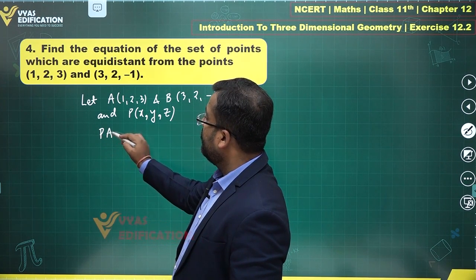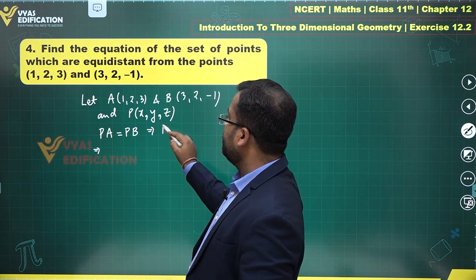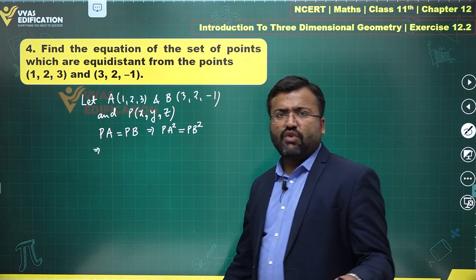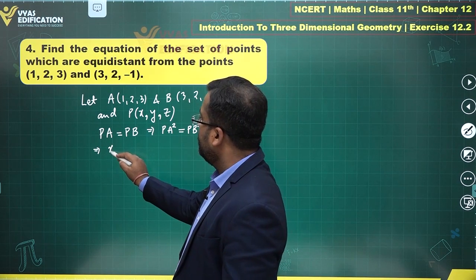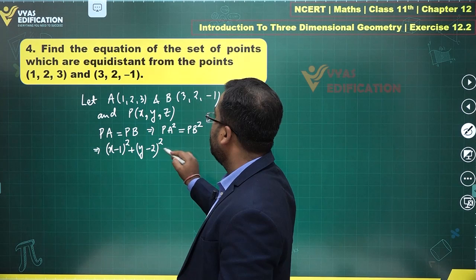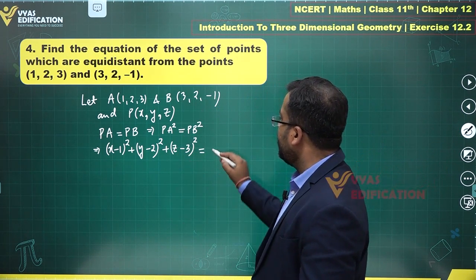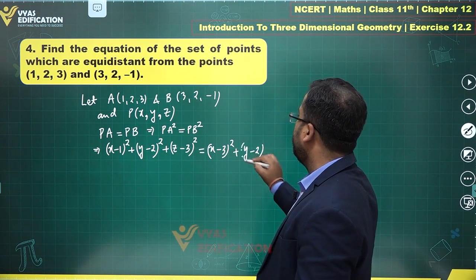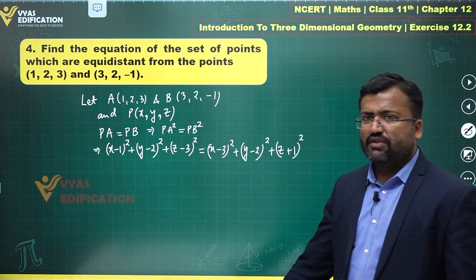So equidistant implies PA is equal to PB, which implies that PA squared will be equal to PB squared, just so that we get rid of the square root, right? So what happens in case of PA? This is (x minus 1) squared plus (y minus 2) squared plus (z minus 3) squared, and it is equal to PB, which is (x minus 3) squared plus (y minus 2) squared plus (z plus 1) squared, right? So what do you get?